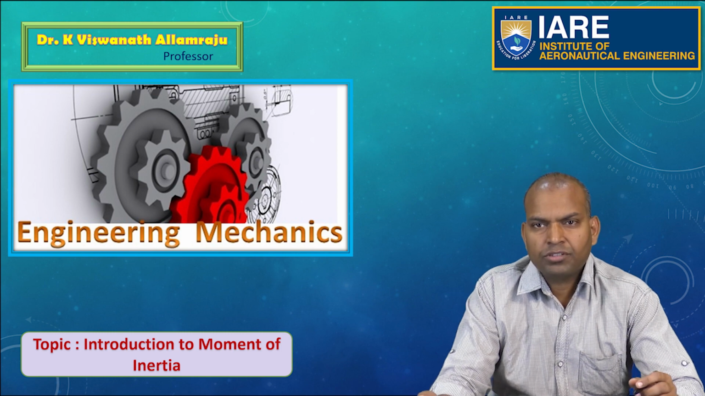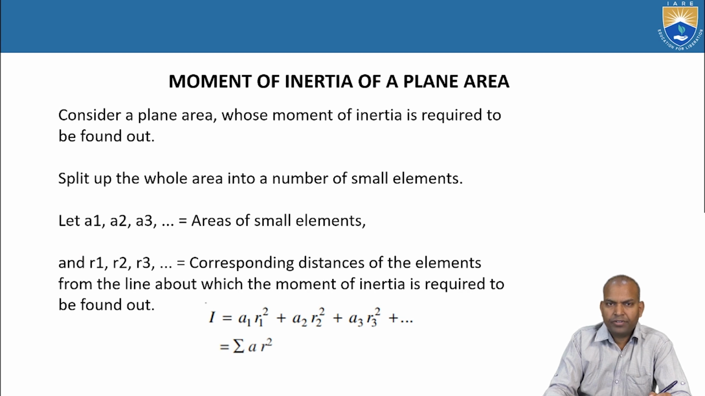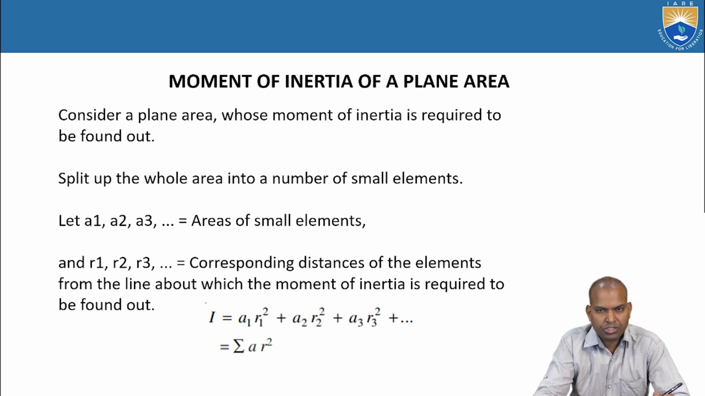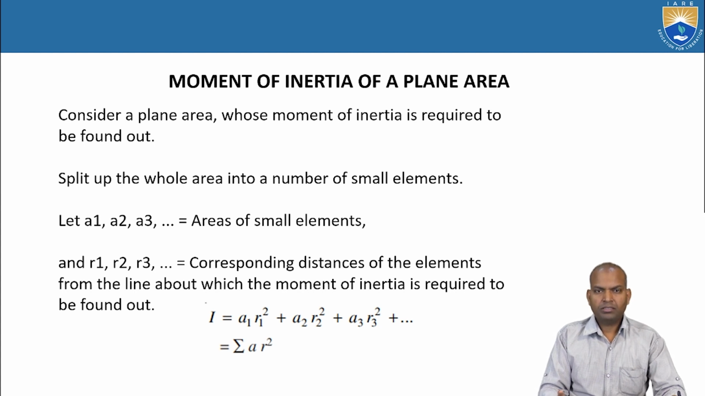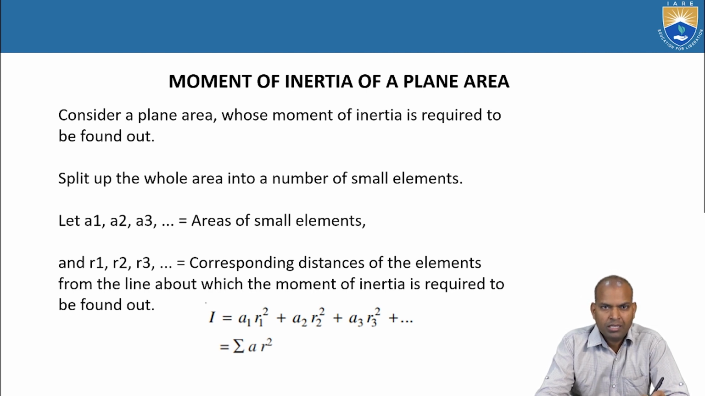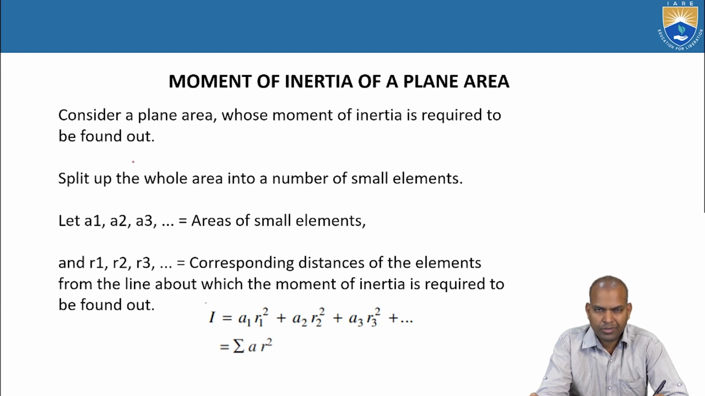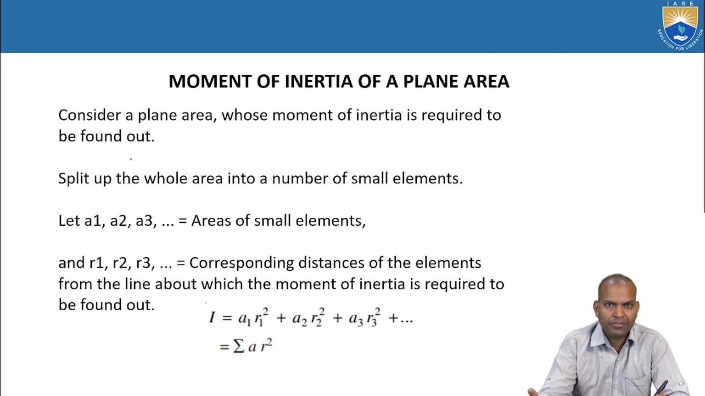In this session, we are going to study the introduction to moment of inertia. Let us begin with what is moment of inertia and what are the types of moment of inertia. Mathematically, moment of inertia is the sum of A R square, where A is the area of the plane and R is the distance from the centroidal axis of the plane to another axis, about which we are going to find out the moment of inertia.